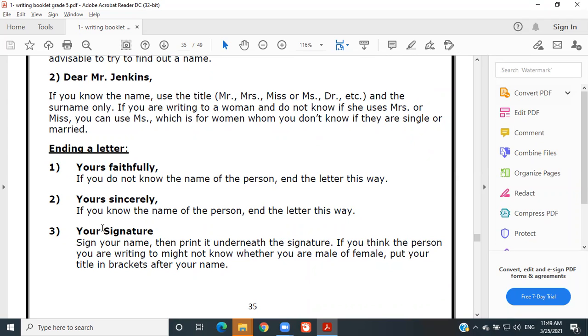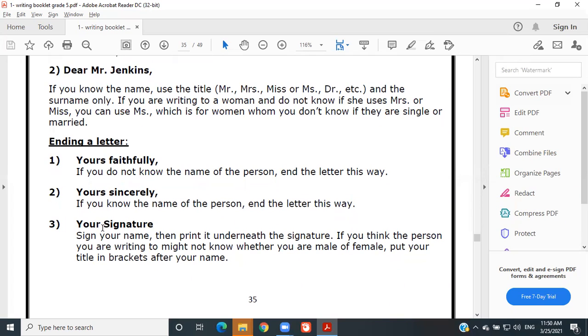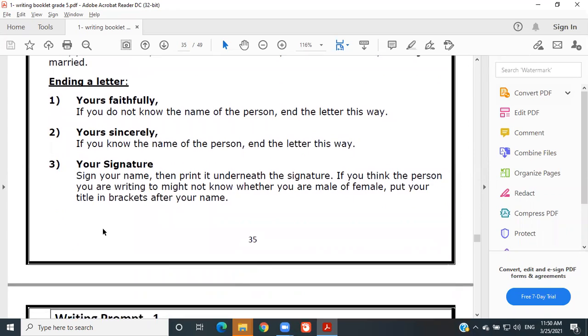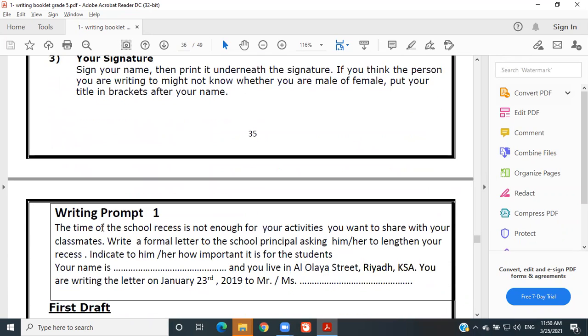Your signature. Sign your name, then print it underneath the signature. If the person you're writing to might not know whether you are male or female, put your title in brackets after your name. Yes, very good.